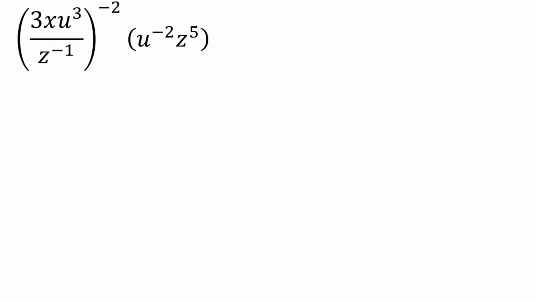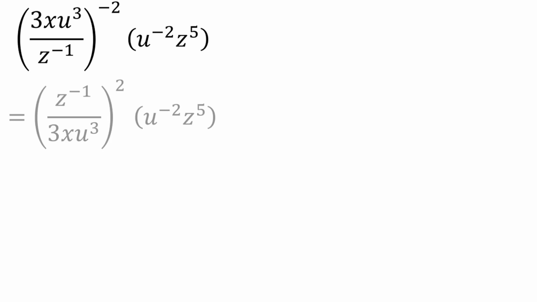Okay, one final problem. We have 3x u to the 3rd power divided by z to the negative 1st power, all to the negative 2nd power, times u to the negative 2nd power times z to the 5th power. I'm going to deal with what we have in the first set of parentheses first by rewriting it as the reciprocal and with a positive exponent.